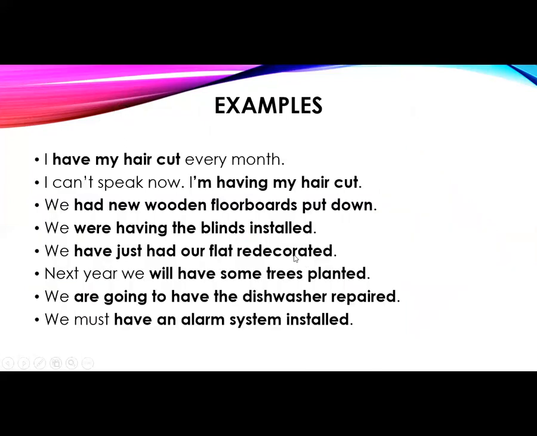Let's read together some more examples. I have my hair cut every month. I can't speak now. I'm having my hair cut. We had new wooden floorboards put down. We were having the blinds installed. We have just had our flat redecorated. Next year, we will have some trees planted. We are going to have the dishwasher repaired. We must have an alarm system installed.